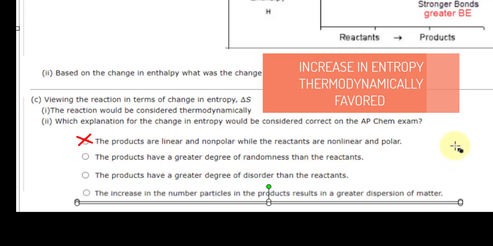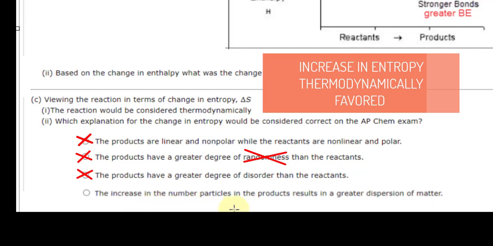You can say the products have a greater degree of randomness than their reactants. That's what a lot of people say, and I would have marked it correct, but the AP doesn't. I talked to some graders. They decided that randomness is too vague. So unfortunately, even though this would be correct in many other classes, you can't use the term randomness. I've been trying not to use it, even though I naturally default to it. Even the degree of disorder might not be good enough. Use the terminology that the AP uses: the increase in the number of particles results in a greater dispersion of matter. In AP, entropy is the dispersion of matter. That's the way to answer the question.